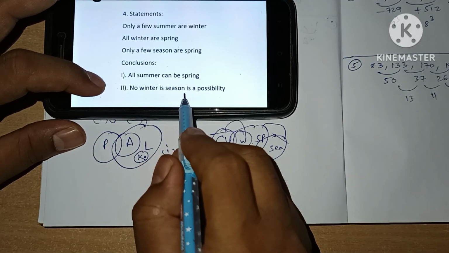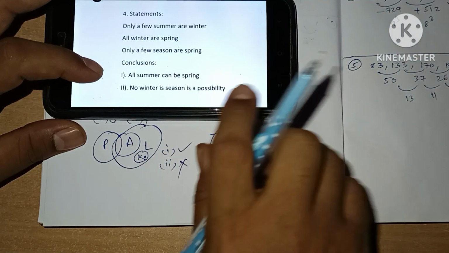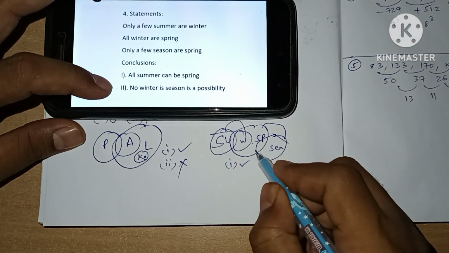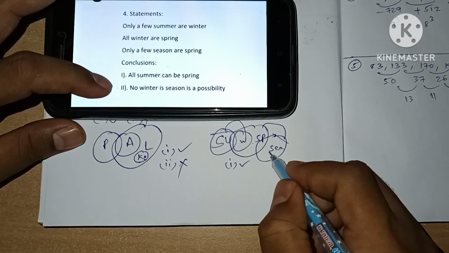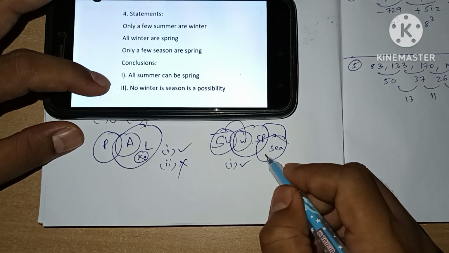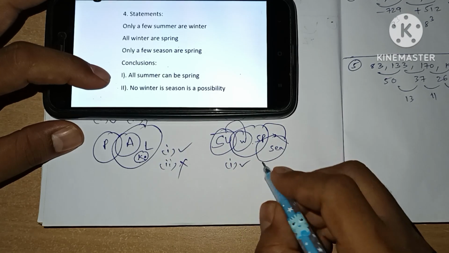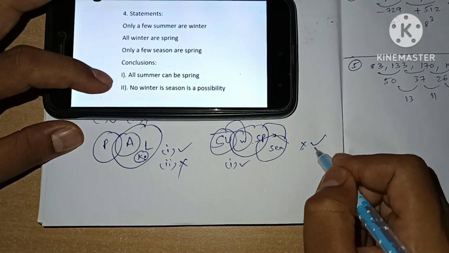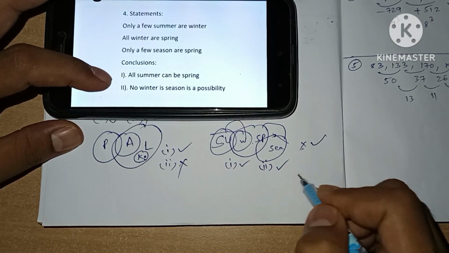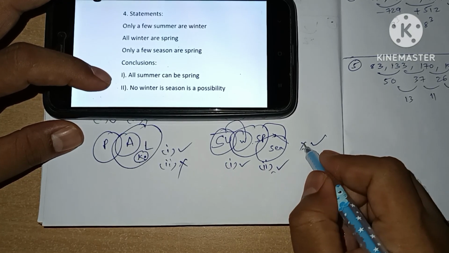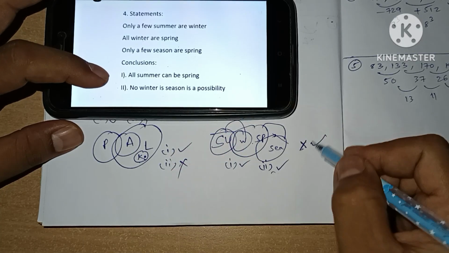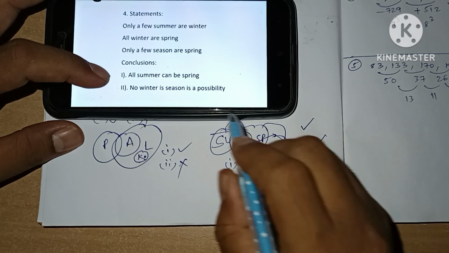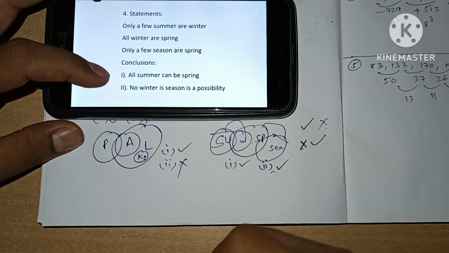"No winter is season" is a possibility. First we leave the possibility side: no winter is season. We check some winter is season or not. Some winter can share with the season. It is possible. So if some case is possible, no case fails, and it is saying false is a possibility. So the answer for the second conclusion will be possible. If we have false and it is saying about possibility, then it will be true. If we have true and it is saying about possibility, then our answer will be false.